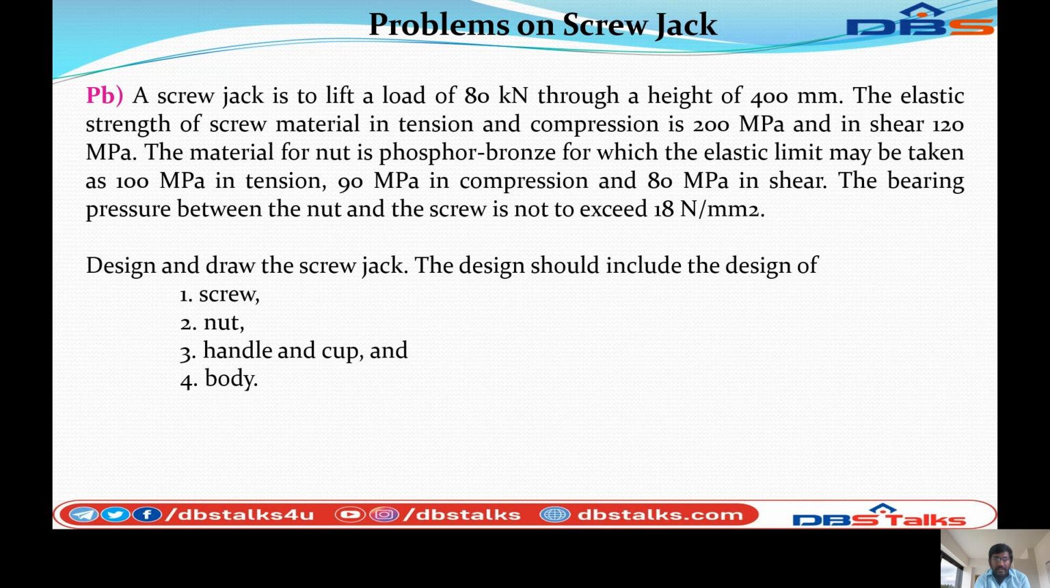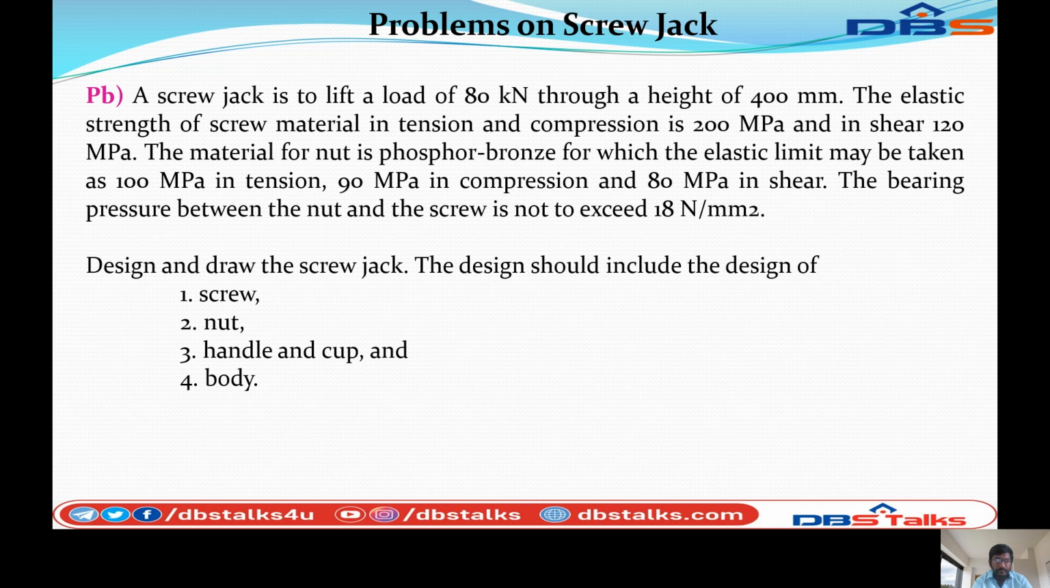Next we can design and draw the screw jack. The design should include the design of the screw, nut, handle and cup, and finally the body. So we can calculate it. First we can design the screw, next design the nut, next we can design the handle and cup, and finally we can design the total body of the screw jack. So this is the problem that is given.